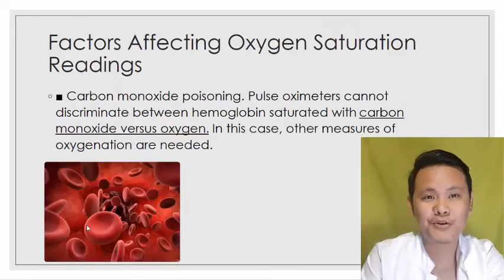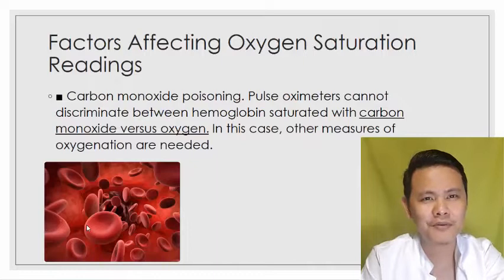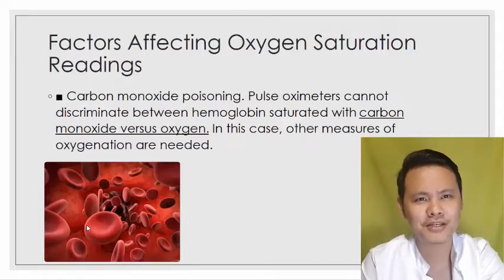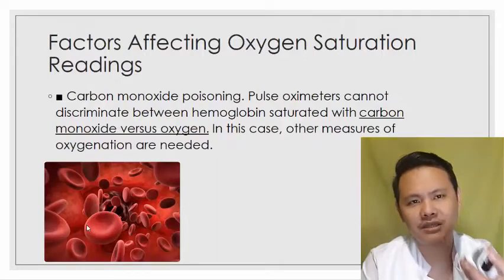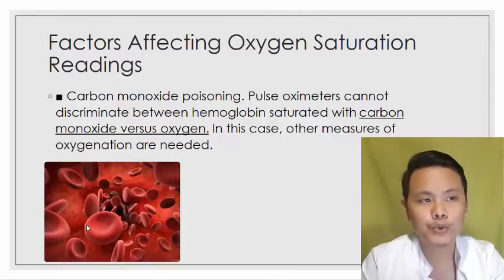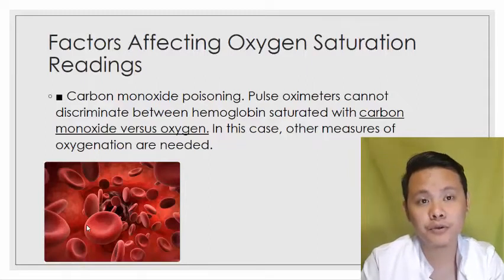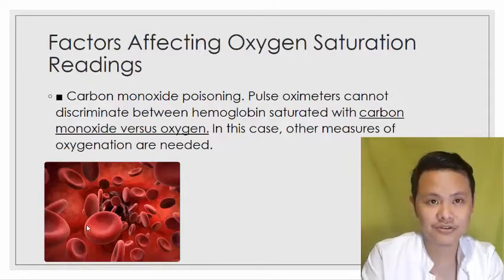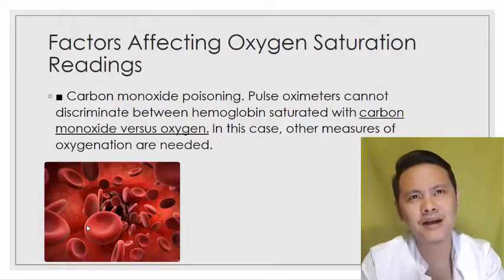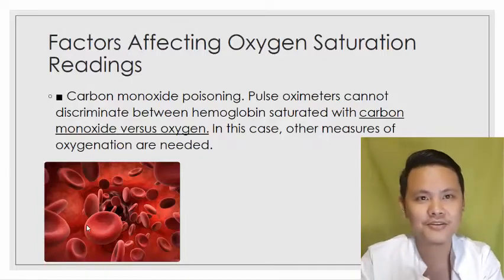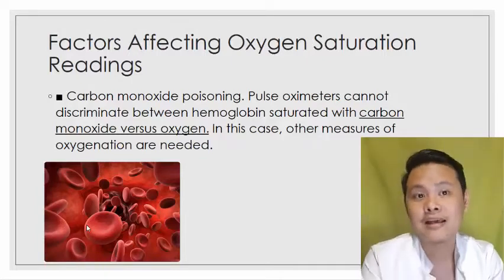Next, we have carbon monoxide poisoning. This is another problem kapag ang pasyente natin nagkaroon ng carbon monoxide poisoning. Our pulse oximeter might not be able to differentiate the saturation of the carbon monoxide to oxygen saturation. Pwedeng mabasa niya is the carbon monoxide, hindi yung oxygen. So magkakaroon na ng problema with the reading.